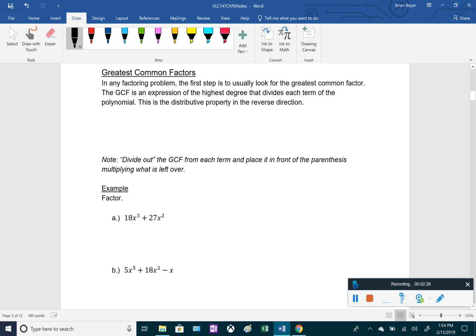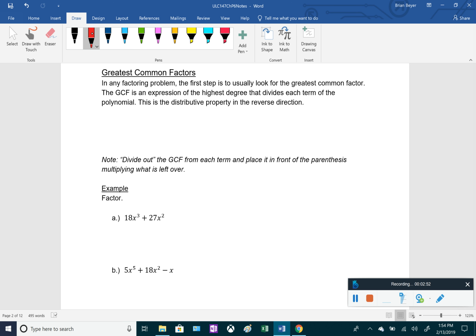Usually the first step for a factoring question, or if we have to factor, is going to be to look for a GCF first. Look for the greatest common factor first. The GCF is going to be an expression of the highest degree that divides each term of the polynomial. This one is just the distributive property in reverse.